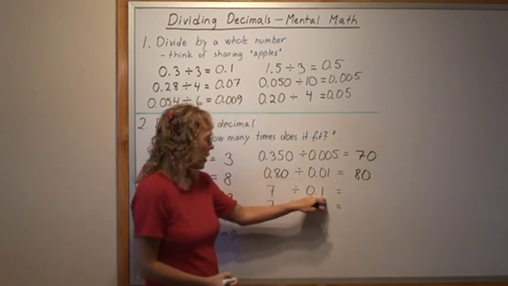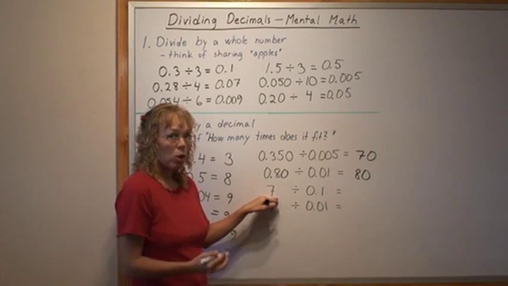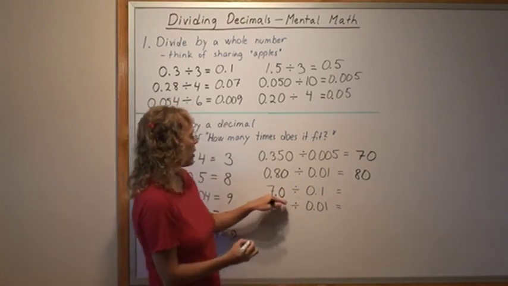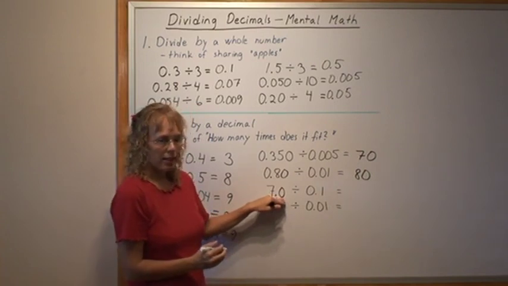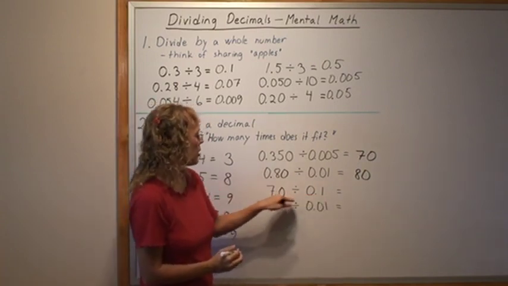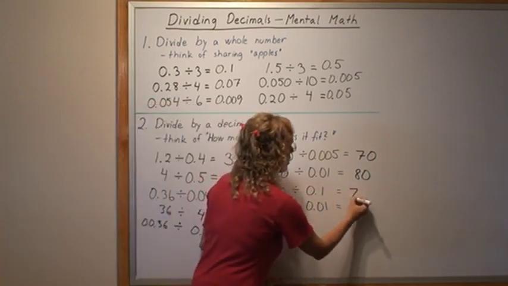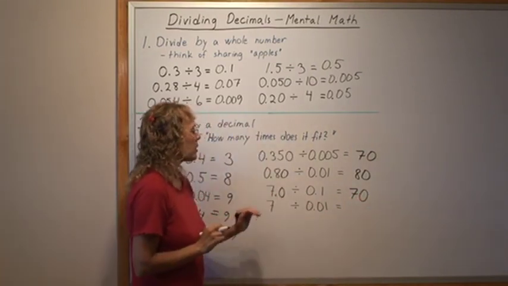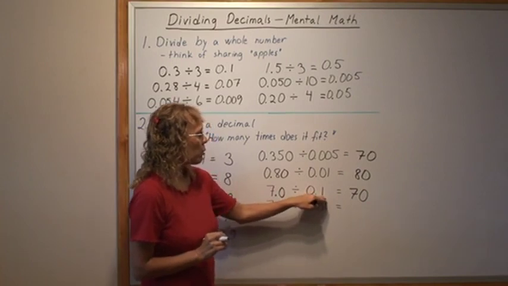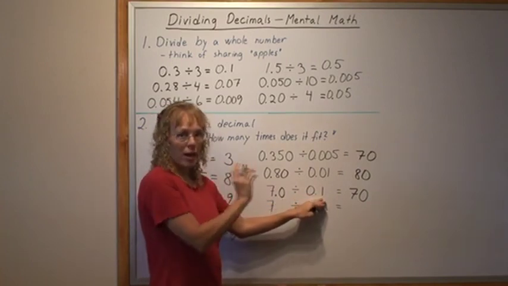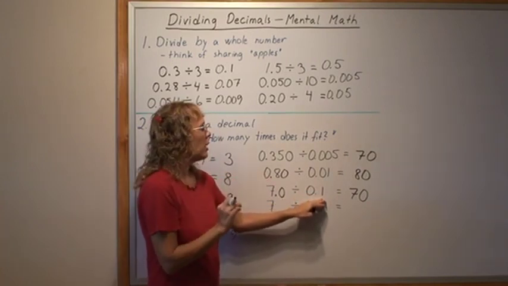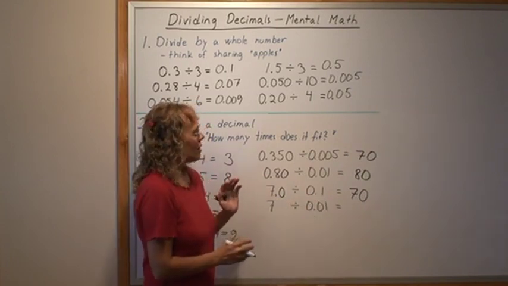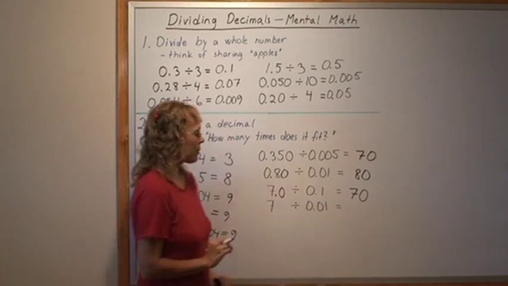Or here, a tenth, and then here is 7, a whole number. Let's make it 7.0, or think of it as 70 tenths. So 1 fits into 70 70 times. There's another way to think about this problem. Think first, how many times would 1/10 fit into 1? That's 10 times. And so to 7, it would fit 7 times as many times. 7 times 10, 70 times.